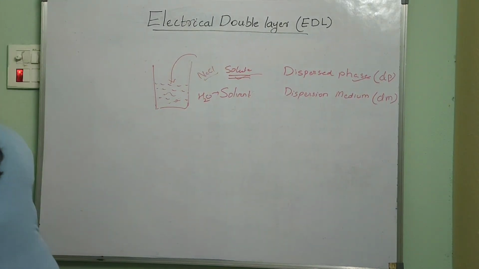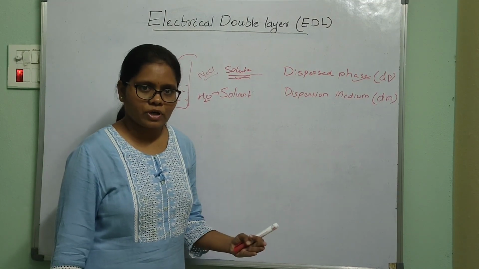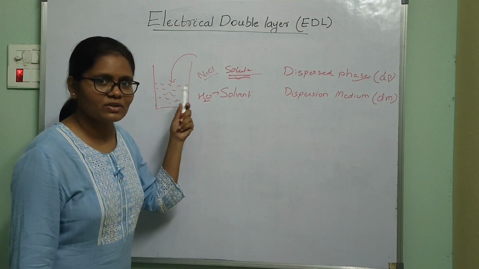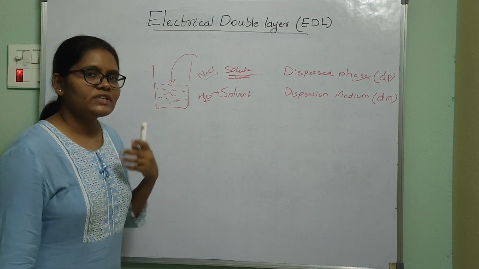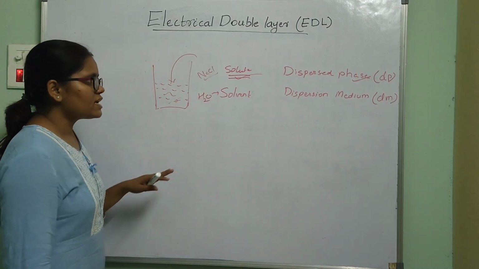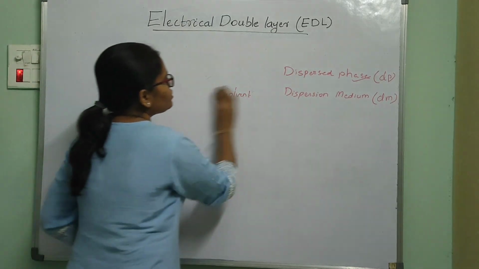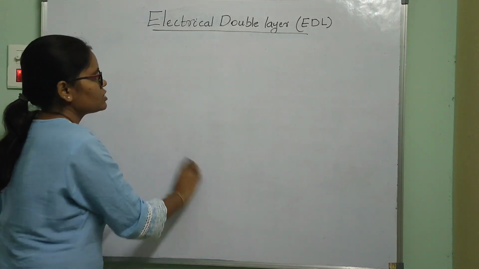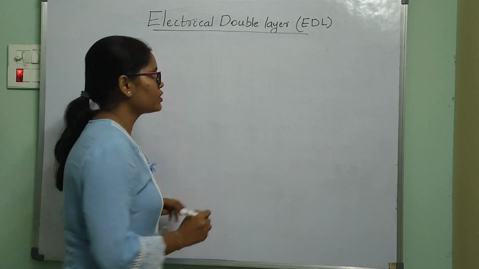Okay, so now we know that solution is a mixture of two or more components. Here is an example, NaCl in water. It is a binary solution because it has only two components, that is salt and water. If it has three components, it will become a ternary solution. But for examples, we will consider only binary solution. So now we know solution is a mixture of two or more components. So the solution is divided into three types, okay?